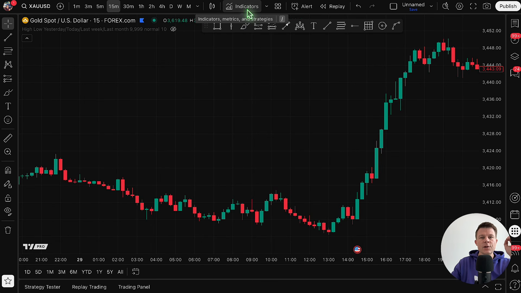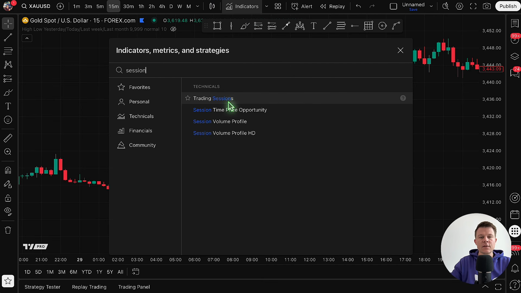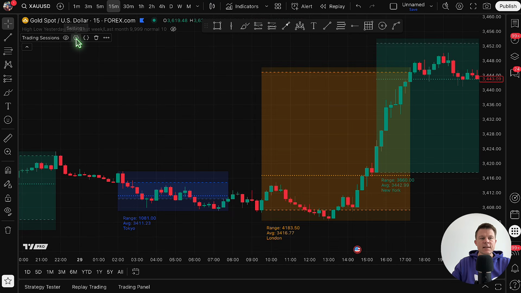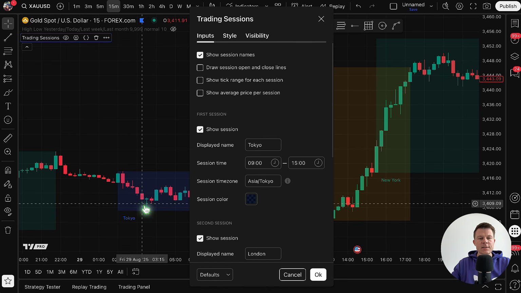So the first thing that we do to get the sessions is we just type in session, and then here we have the built-in trading sessions indicator. We can open the settings here, and we don't really need the labels. We don't need that. We don't need this as well. We just want to see where the session is and the name for the session.